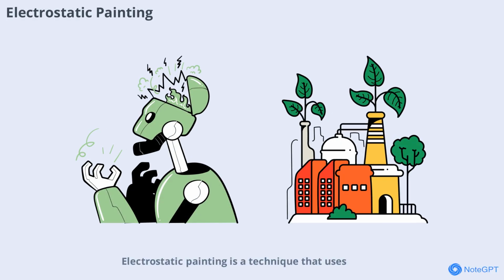Electrostatic painting is a technique that uses Coulomb's law to apply paint evenly to surfaces. By charging paint particles and the object being painted with opposite charges, the paint is attracted to the surface, resulting in a smooth, even coat. This method is widely used in the automotive and manufacturing industries, showcasing another practical application of electric forces.